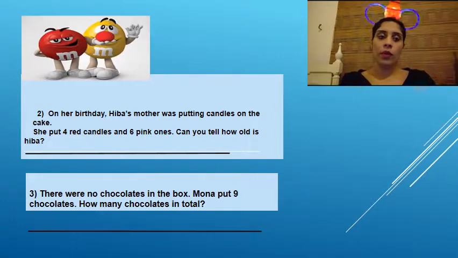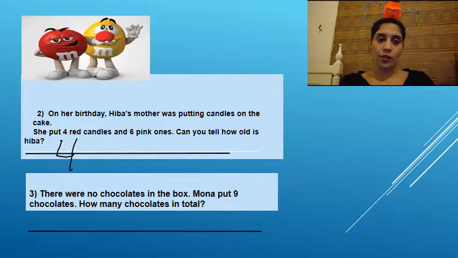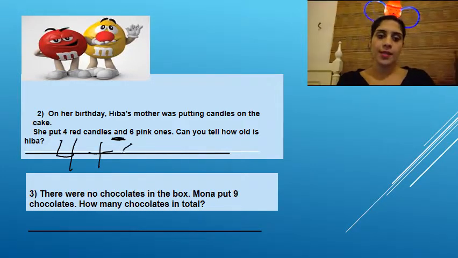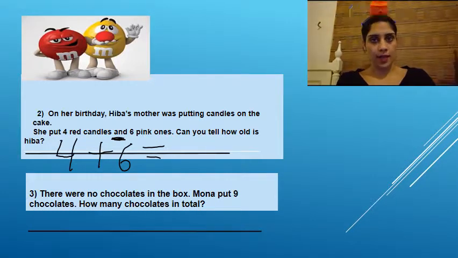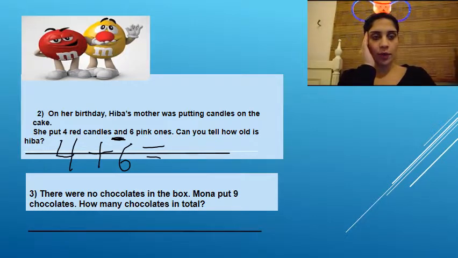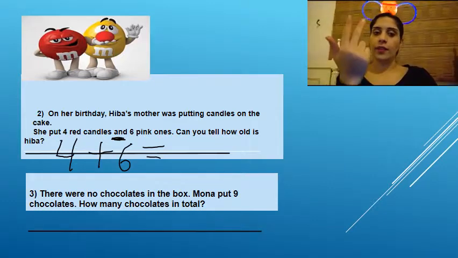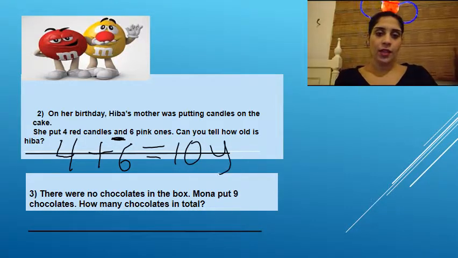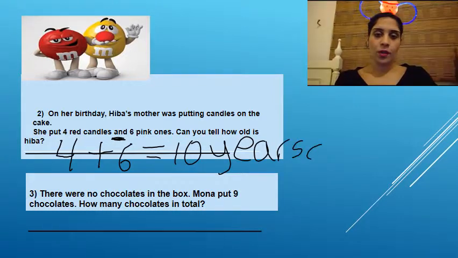Okay, we know. We write 4 because first thing her mom put 4 red candles and plus, because here we have the word and, it means we add 6 pink equals. Which one is the greater here? We have 6. Be careful, Mr. M&M. First thing, we put the greatest number in our head and we continue counting. 6, 7, 8, 9, 10. How old is she now? She's 10 years old.